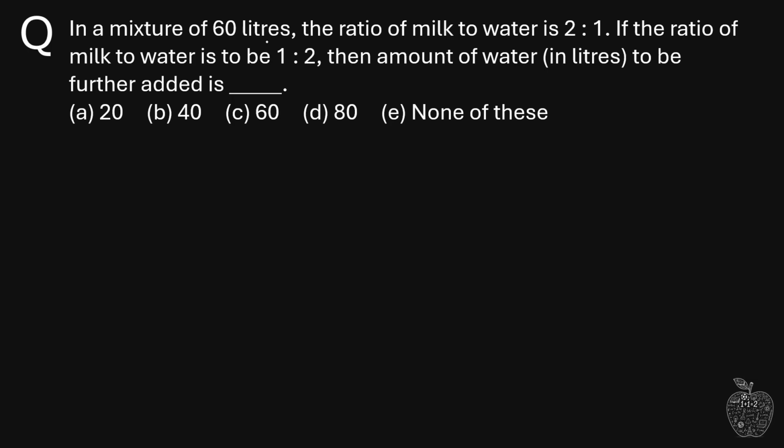In a mixture of 60 liters, the ratio of milk to water is 2:1. If the ratio of milk to water is to be 1:2, then the amount of water in liters to be further added is? So first of all, I'll solve this question the normal way and then I'll use the alligation trick.